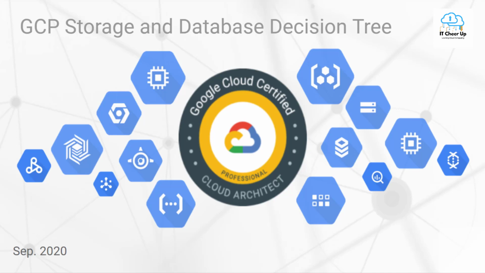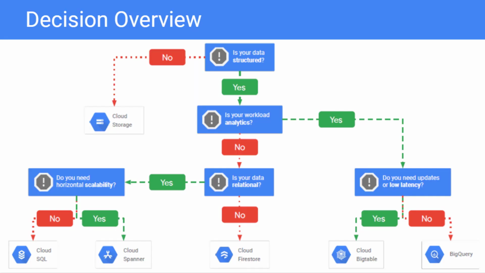In my blog, Last Minute Cheat Sheet for GCP PCA exam, I list 4 decision trees to help you choose the right services in the exam. Let's walk through the first one, the storage and database decision tree.